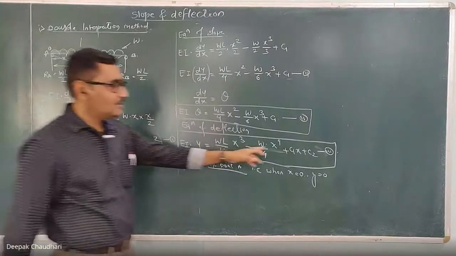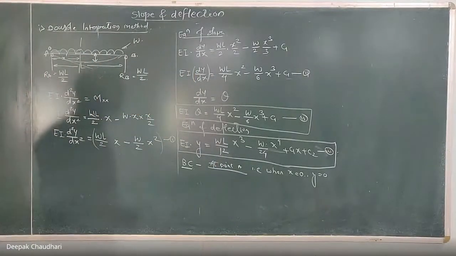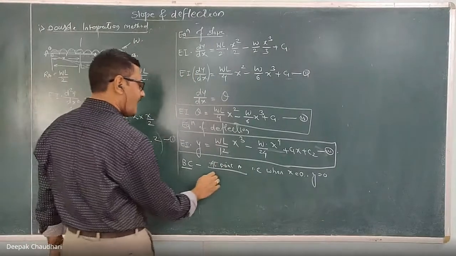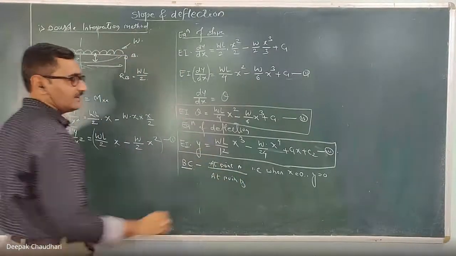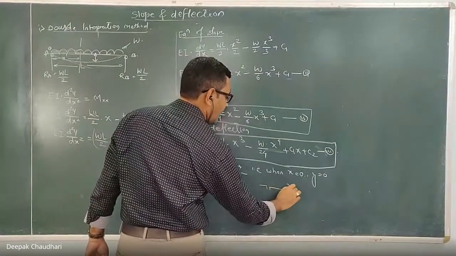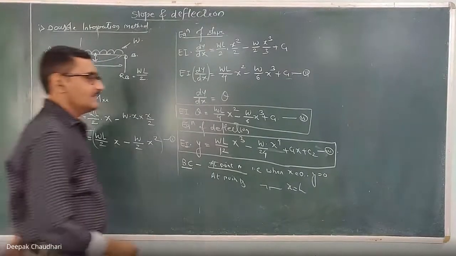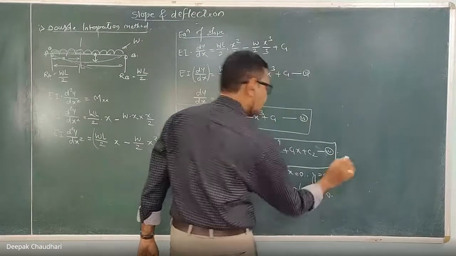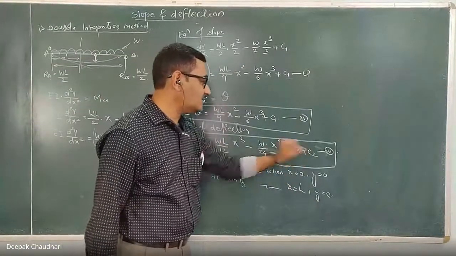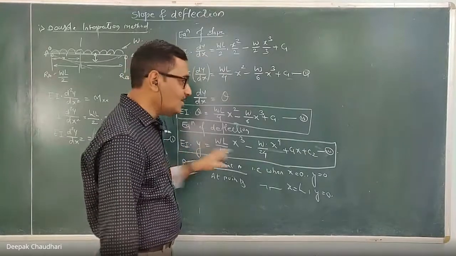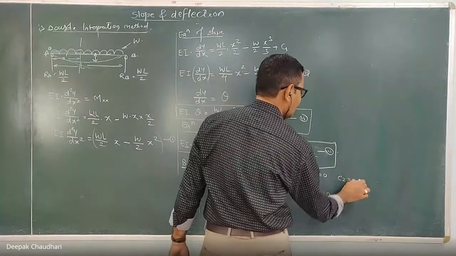Now we have two constants, so we require two boundary conditions, isn't it? So at point A, when x equal to 0, y equal to 0, and at the other support B, that is when x equal to L, again y equal to 0. By using these two boundary conditions, substitute x equal to 0 and y equal to 0 in this equation, and you will get C2. Here this term becomes 0, and hence you will get C2 equal to 0.